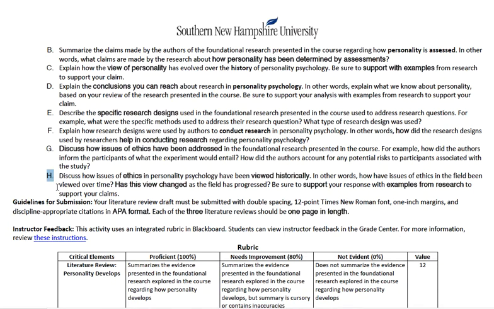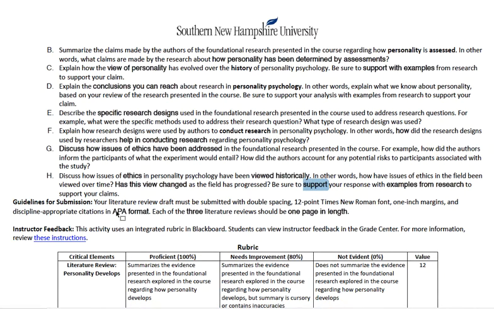And last but not least, discuss how issues of ethics and personality have been viewed historically. How have the issues related to ethics in the field of personality psychology been viewed over time? A sentence or two will suffice here. And then, how has that view changed, if you find it has changed? So as the field of personality psychology has progressed and evolved, how has the view of ethics changed? And once again, very important, support your responses with examples. So use a specific example from the research article to support your answer.